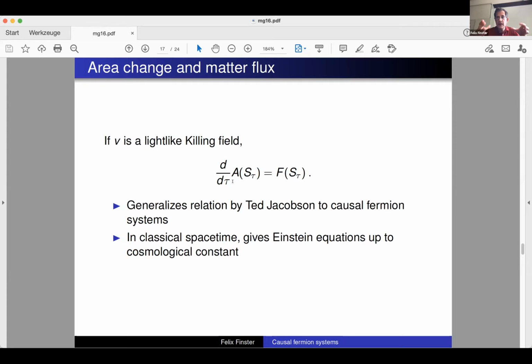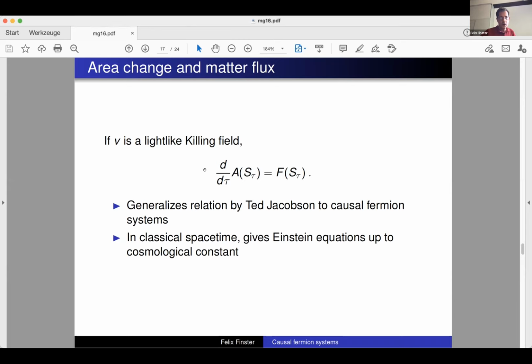And this equation looks the same as a relation found by Ted Jacobson, who was interested in entropic gravity. His whole motivation was quite different, but he came up with this equation using some thermodynamic considerations. And that's what we are not doing here. We give a completely different derivation of this formula. But then Ted Jacobson proceeds by showing that this equation gives back the Einstein equations up to the unknown cosmological constant. So therefore, having this formula here shows that if you go back to a classical spacetime, you also get back the Einstein equations. But now this formula holds in a much more general setting without assuming any smooth spacetime structure.